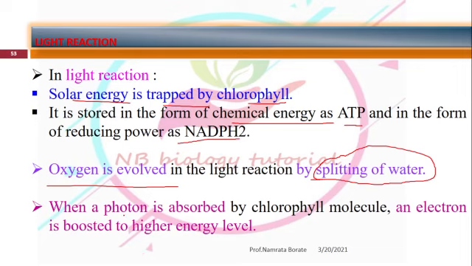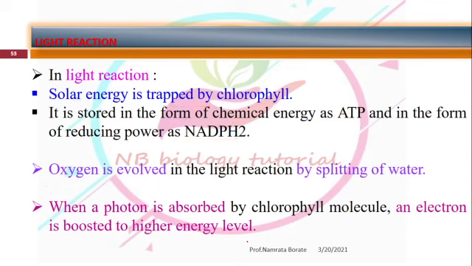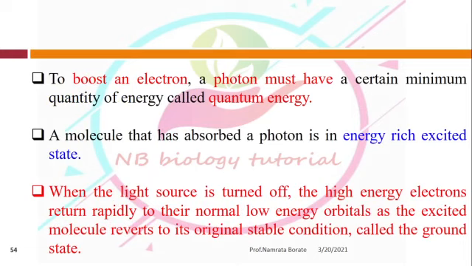When the photon is absorbed by the chlorophyll molecule, an electron is boosted to a higher energy level. To boost an electron, a photon must have a certain minimum quantity of energy, and that minimum quantity of energy is called the quantum energy. A molecule that has absorbed a photon is in an energy rich excited state.